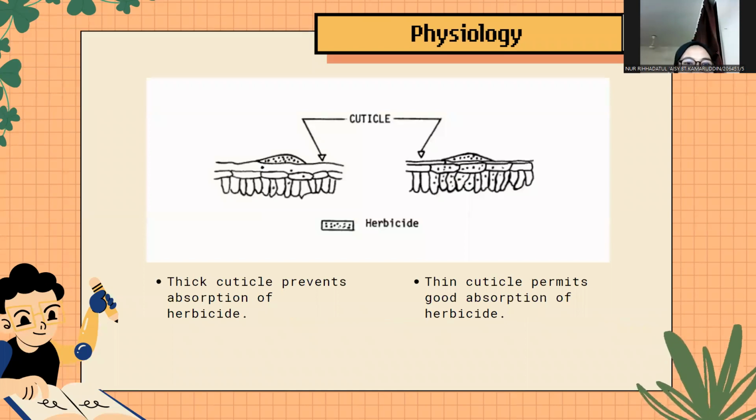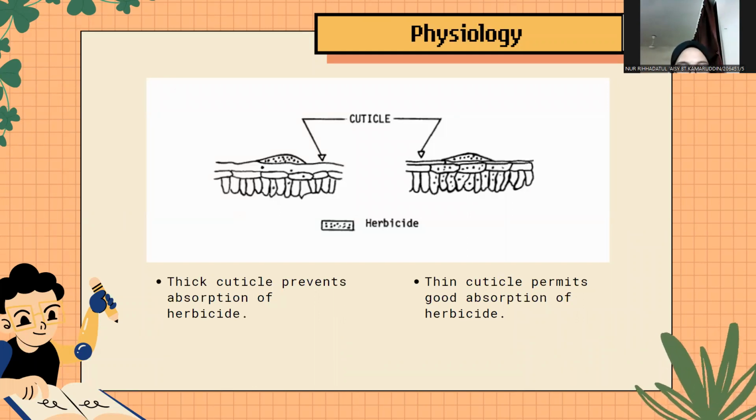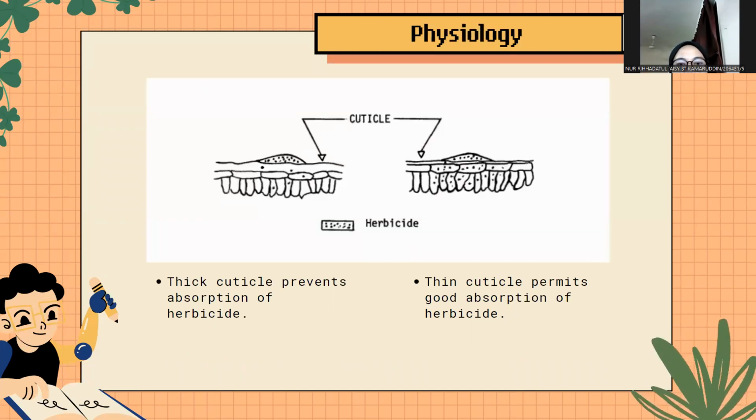Okay, this is an example of how the chemical composition and structure of the cuticle may vary between plant species, and this can account for differences in herbicidal penetration and activity. On the left side, a thick cuticle prevents absorption, while on the right side, a thin cuticle permits good absorption of herbicide.